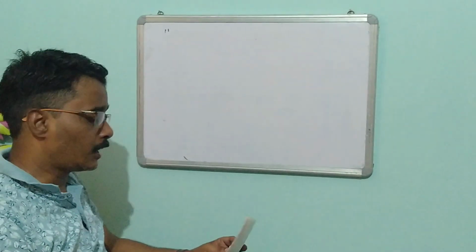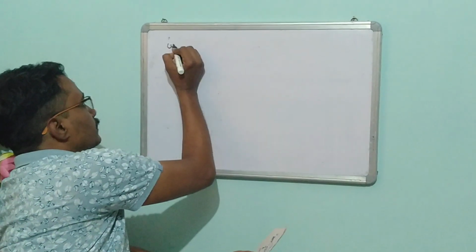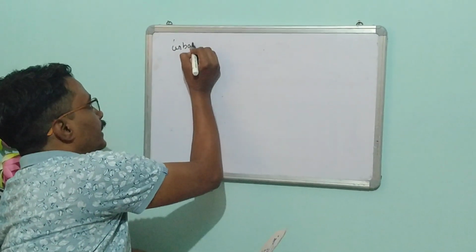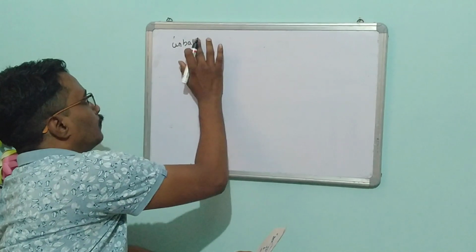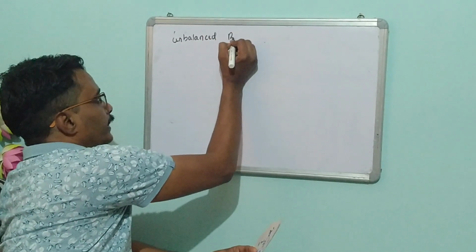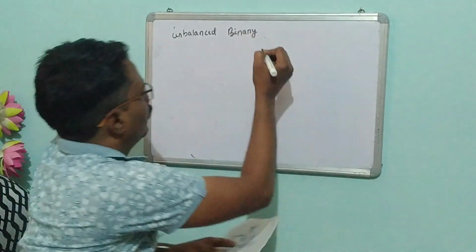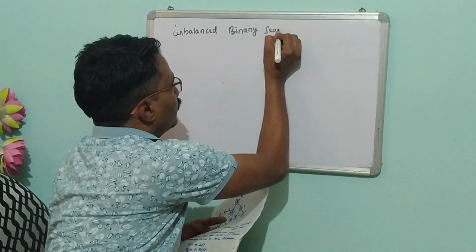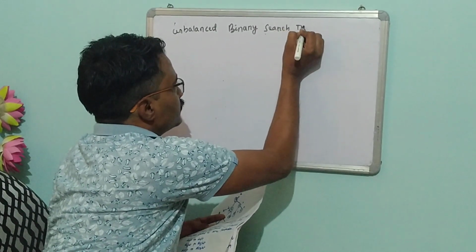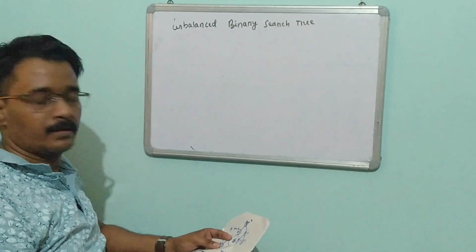Now we will discuss the unbalanced binary search tree. It is a very important thing. Obviously it is a binary search tree. So what is called an unbalanced binary search tree?